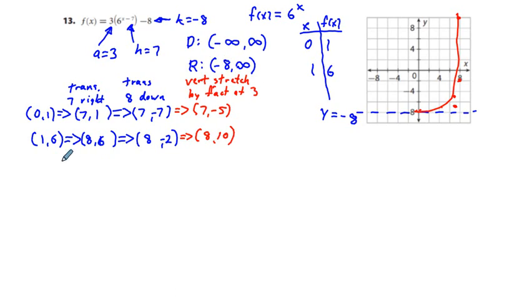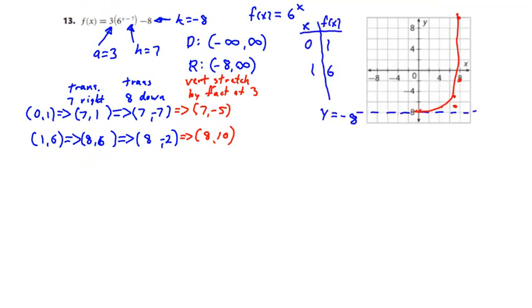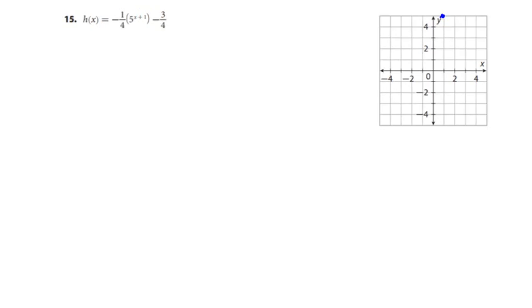So that's going to be it. We have our domain and range, and we have transformed the points and used our horizontal asymptote in graphing. Okay, the next one we're going to do is problem 15.